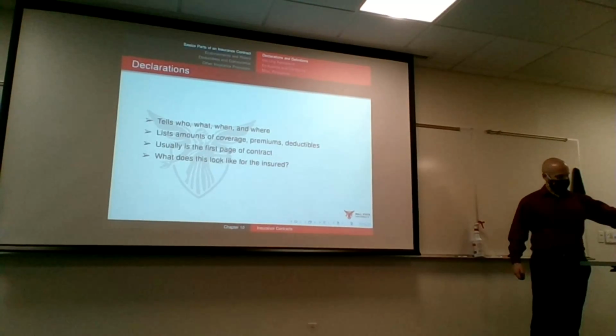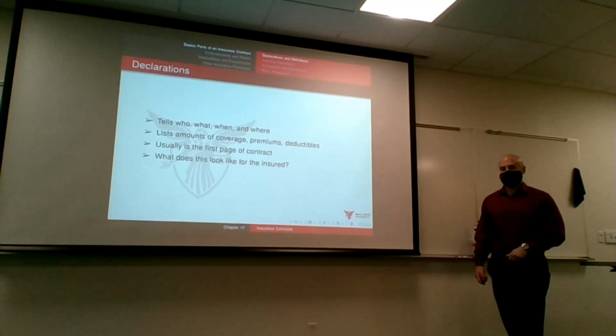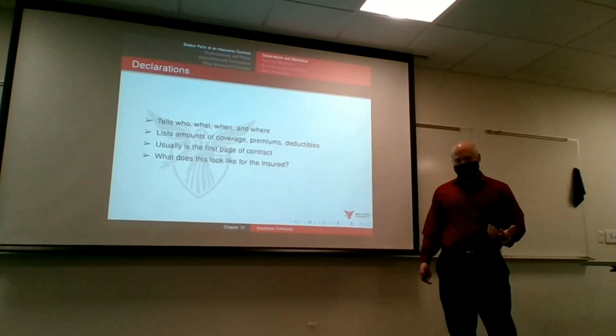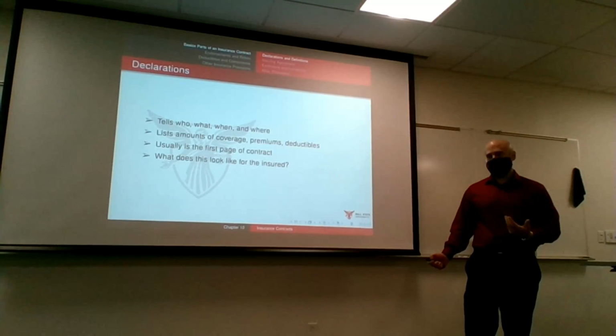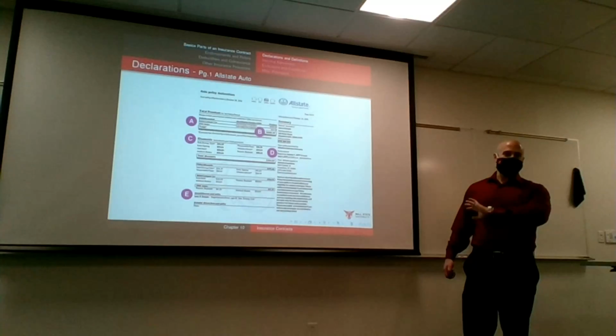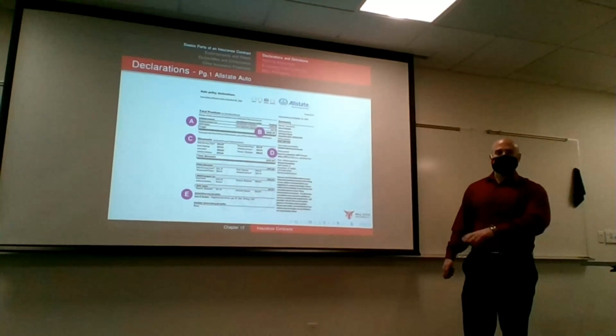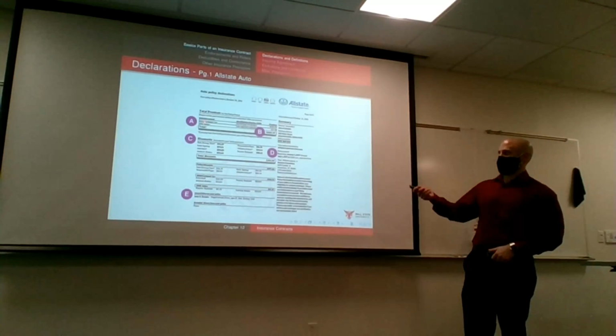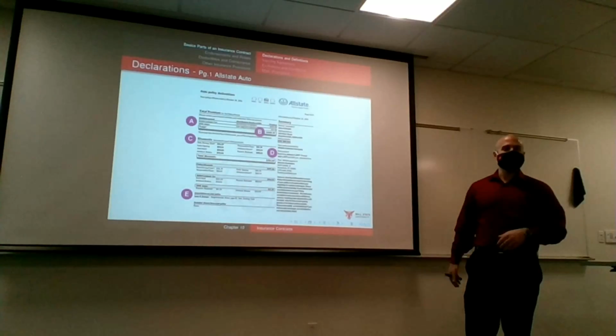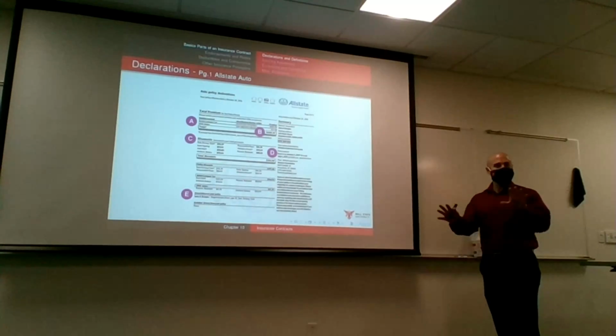So what would this look like? I went on Allstate's website and pulled their first declaration page for a traditional auto policy. This is not proprietary information. This is free to find on Allstate's website. In fact, it has a fake name. So this is not information that you're not privy to.